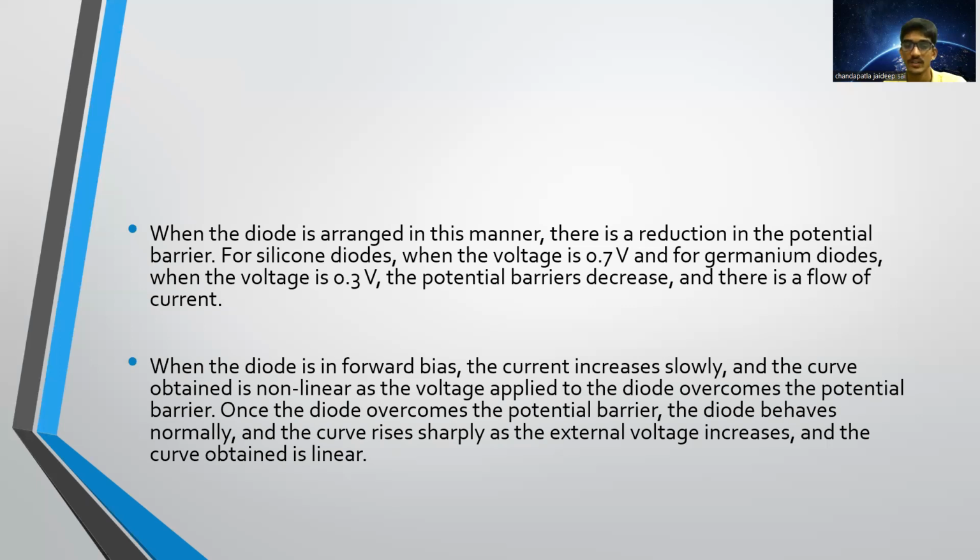So when the diode is in the forward bias, the current increases slowly and the curve obtained is non-linear, as the voltage applied to the diode overcomes the potential barrier. Once the diode overcomes the potential barrier, the diode behaves normally and the curve rises sharply as the external voltage increases, and the curve obtained is linear.